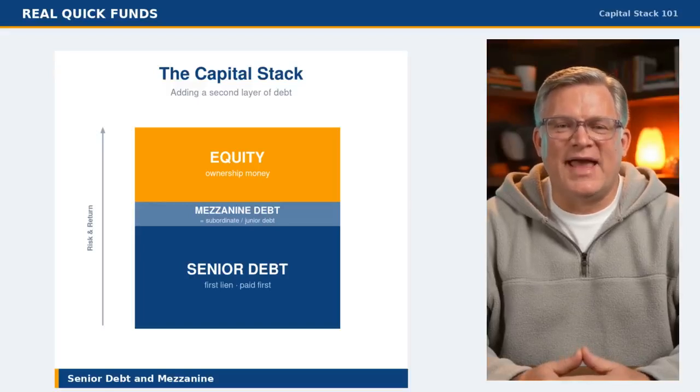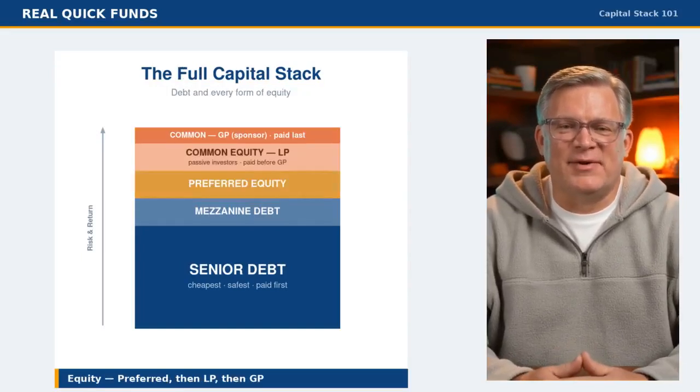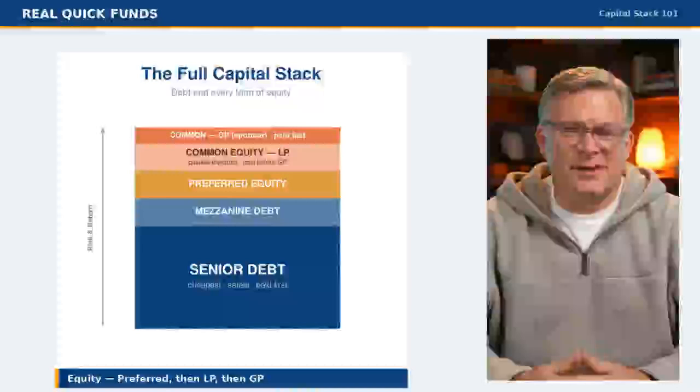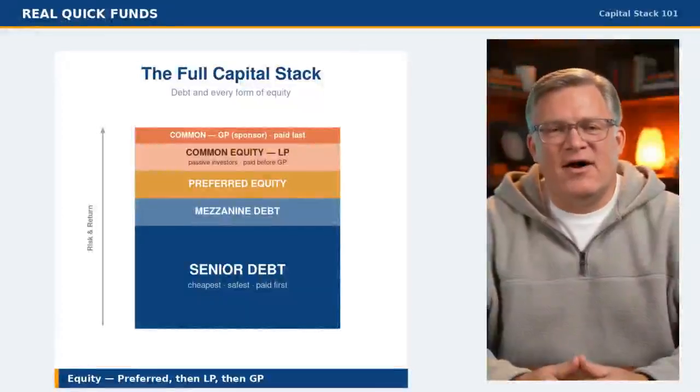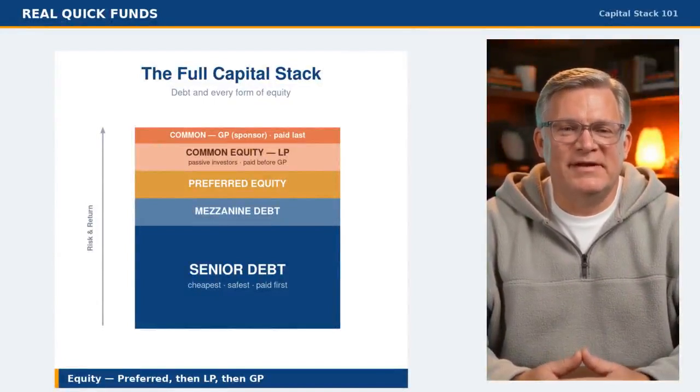Above the debt, we move into equity, the ownership money. And equity isn't just one thing either. Let's go up the stack. First is preferred equity. It's a hybrid, part debt, part ownership. It gets paid after all the debt, but before the regular owners. It's expensive money, often 15 to 20% all in. So you use it carefully to fill a gap.